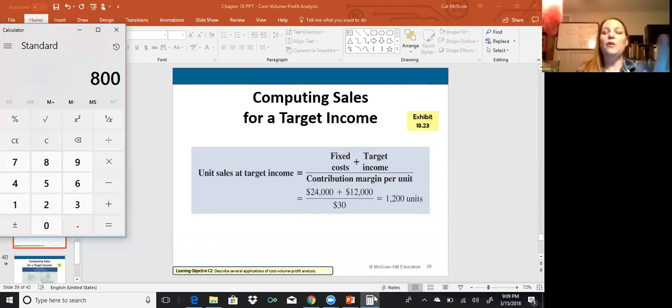Okay, so 800 units is break even. So I could also say, let's say that I wanted to have $12,000 in profit, right? I figured out my break even and I want to have 12,000 in profit. So all I have to do to figure that out is take my fixed cost plus whatever additional profit I want to have, and divide that by my contribution margin. So here, 800 units would be breaking even, but 1,200 units would earn me an additional $12,000 in profit.